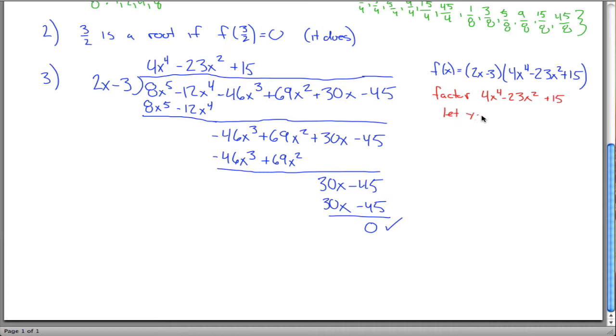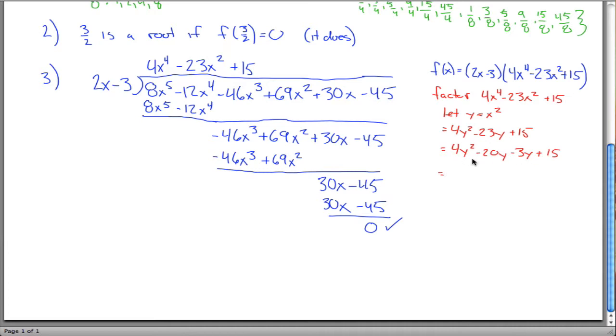Let's let y equal x squared, and we have 4y squared minus 23y plus 15. I can factor this if I can find two numbers that multiply to 60, 4 times 15, and add to negative 23. Negative 20 and negative 3 are those numbers. So if I write 4y squared minus 20y minus 3y plus 15, I'll be able to factor by grouping. So what I did is I found the two numbers that multiply to 4 times 15, 60, and add to negative 23, and I replaced negative 23y with those numbers.